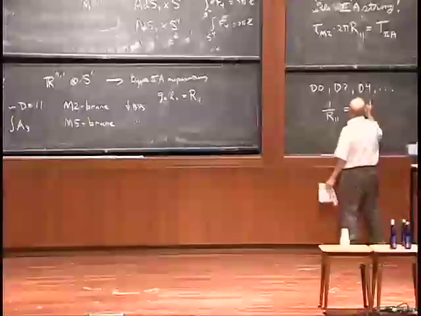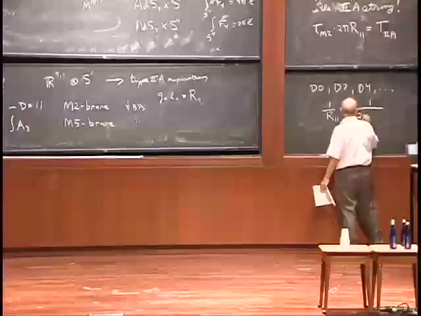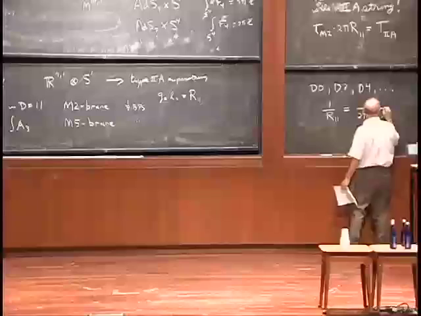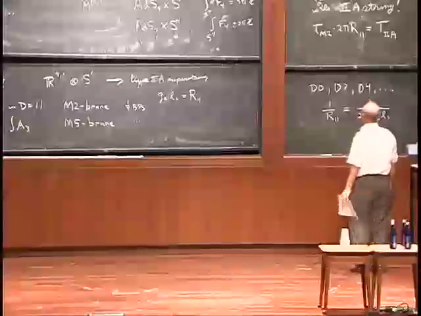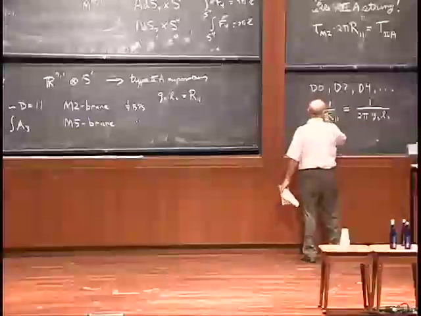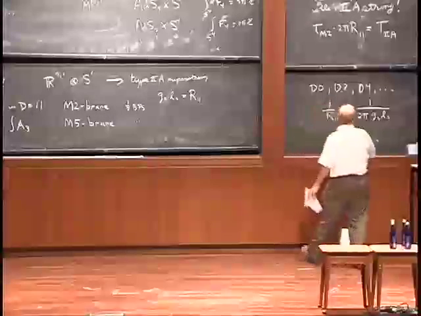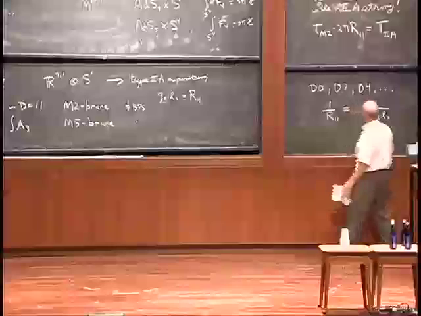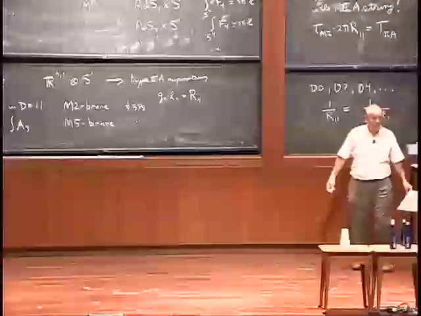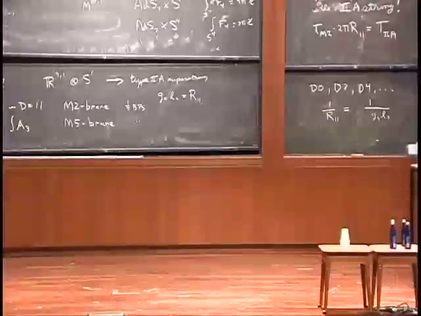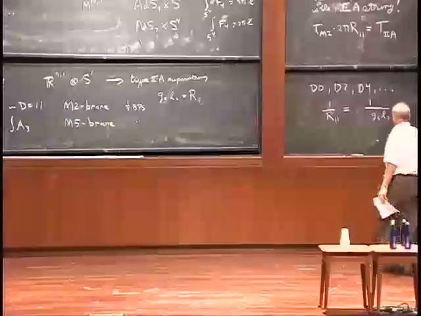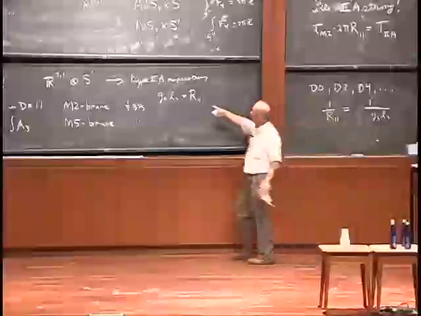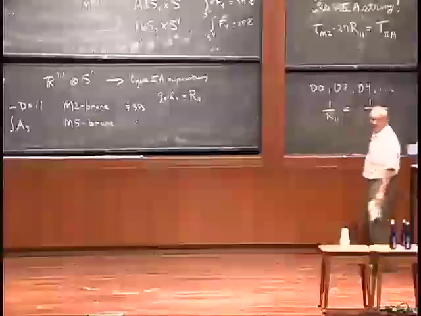And the D0 brane happens to have a tension 1 over G string L string. There is no 2 pi, that's what I did wrong. This is the tension of the D0 brane that's known from other considerations, such as supersymmetry, in the 10-dimensional type 2A theory. And you see that the formula I wrote earlier is just this equation in disguise.